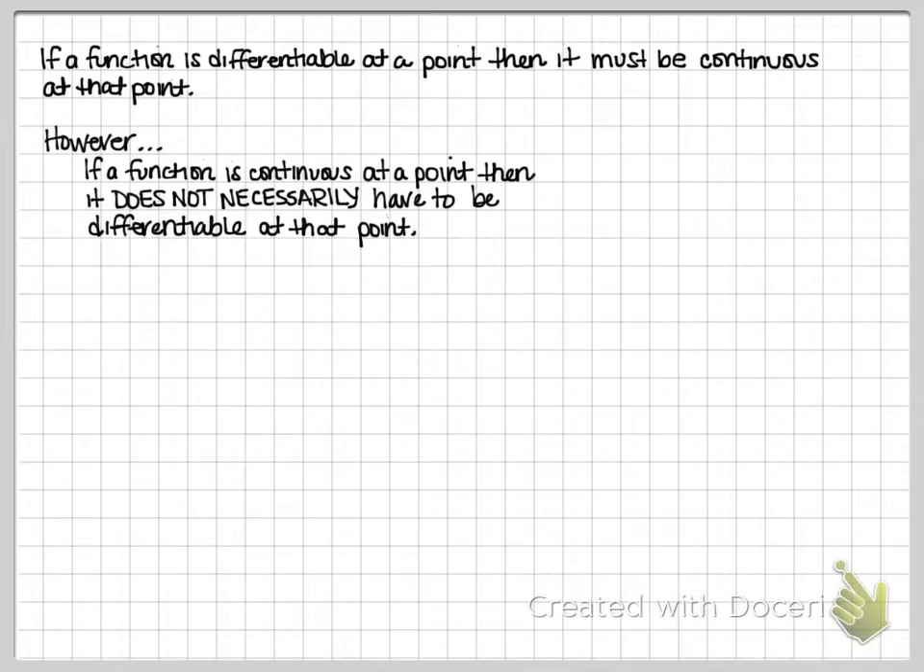So if a function's differentiable at a point, then it must be continuous, okay? If a function's differentiable at a point, it must be continuous at that point. However, the converse of that isn't necessarily true, and we're going to take a look at some examples later. So this is pretty huge.